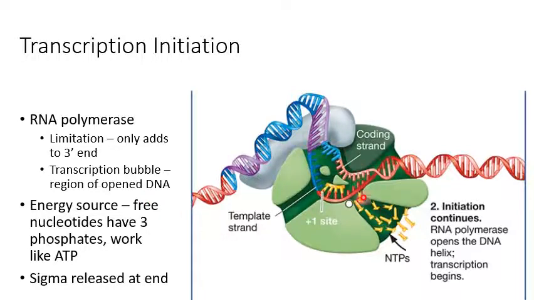So this little bubble here, where you have the two strands opened, that's called the transcription bubble. The RNA polymerase, as it moves, is going to be opening the two strands in front of it and closing them back up behind it. So it's going to be making this transcription bubble and moving it along with itself as it moves along the DNA.